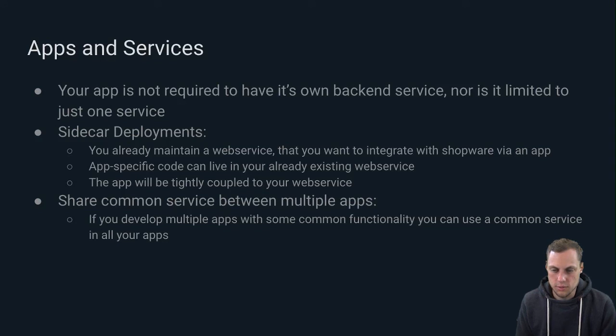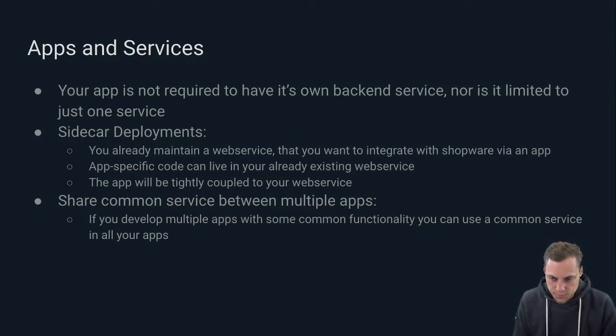So a common use case for how that could look is you already have a web service and you want to integrate that to Shopware via an app. Then you can do a sidecar deployment. So there's your code already running, for example, in a container, and you can spawn a second container which hosts just a very small code base, which allows the Shopware app system to connect to you, and then talks to your primary REST API or service.